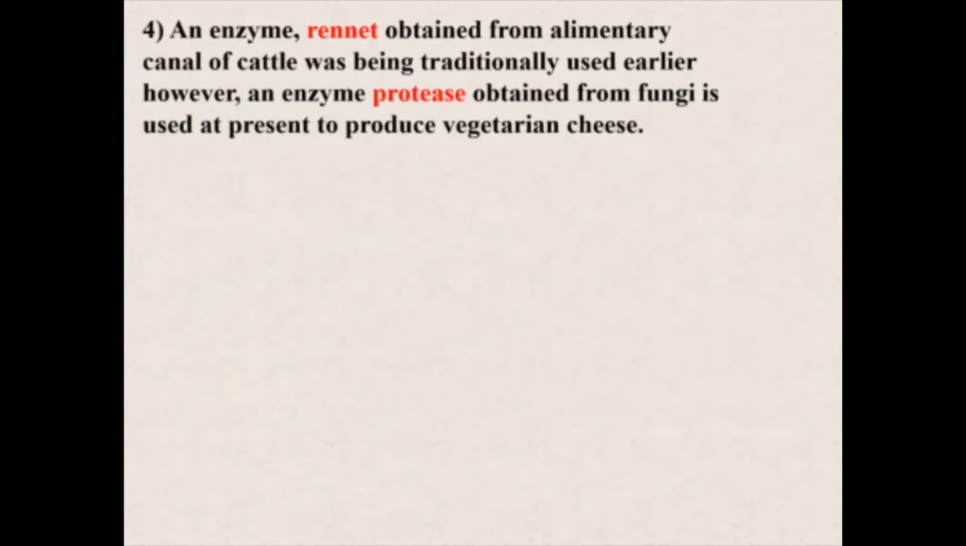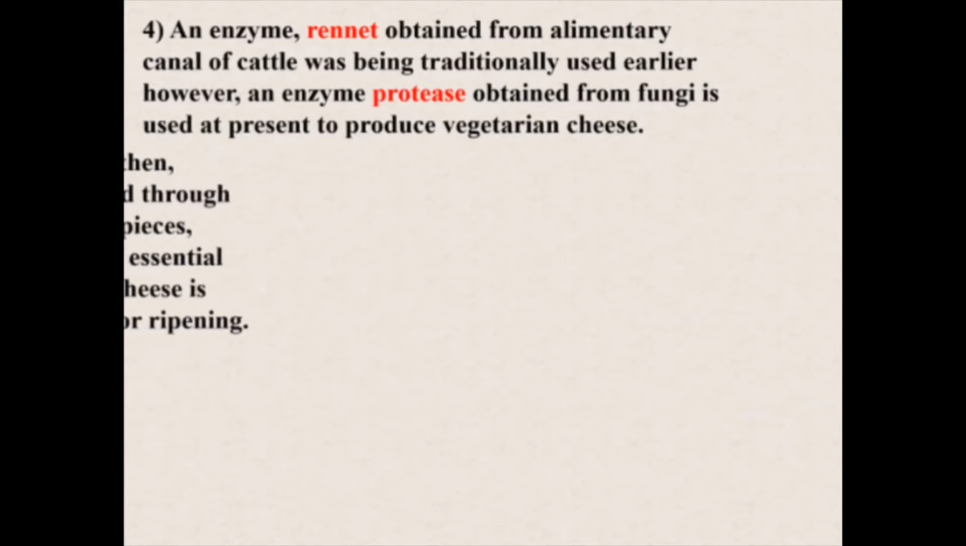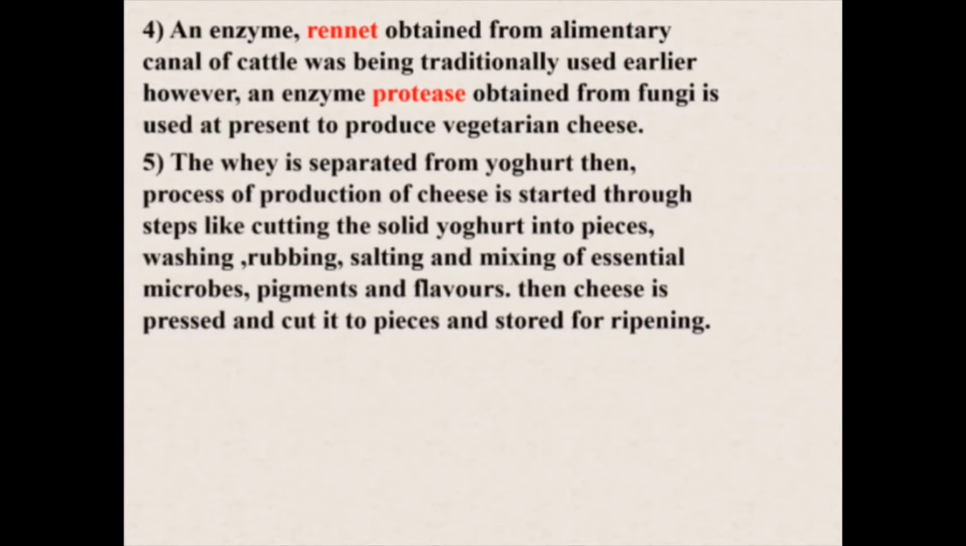An enzyme, rennet, obtained from the alimentary canal of cattle, was traditionally used earlier. However, an enzyme, protease, obtained from fungi is used at present to produce vegetarian cheese. The whey is separated from the yogurt, then the process of cheese production starts through steps like cutting the solid yogurt into pieces, washing, rubbing, salting, and mixing of essential microbes, pigments, and flavors. Then the cheese is pressed, cut into pieces, and stored for ripening.